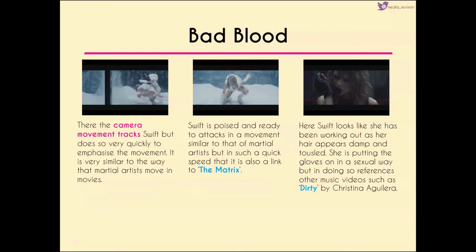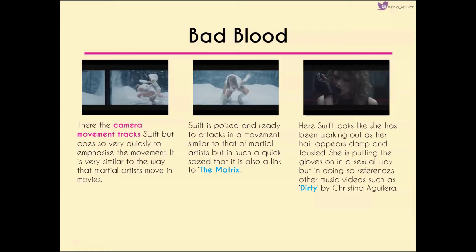Now the camera movement again tracks Swift, but it does so very quickly, which overemphasizes her movement and makes her seem almost inhuman in the way that she moves, and it's very similar to the way that martial artists move in kung fu movies. Now the way that she's positioned when she finally stops moving is poised, ready for attack, and that could be again another link to the Matrix as well.